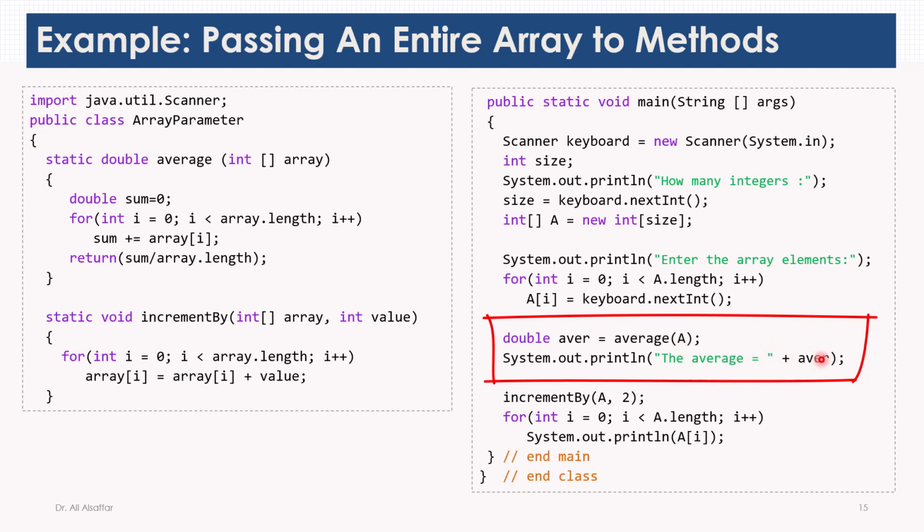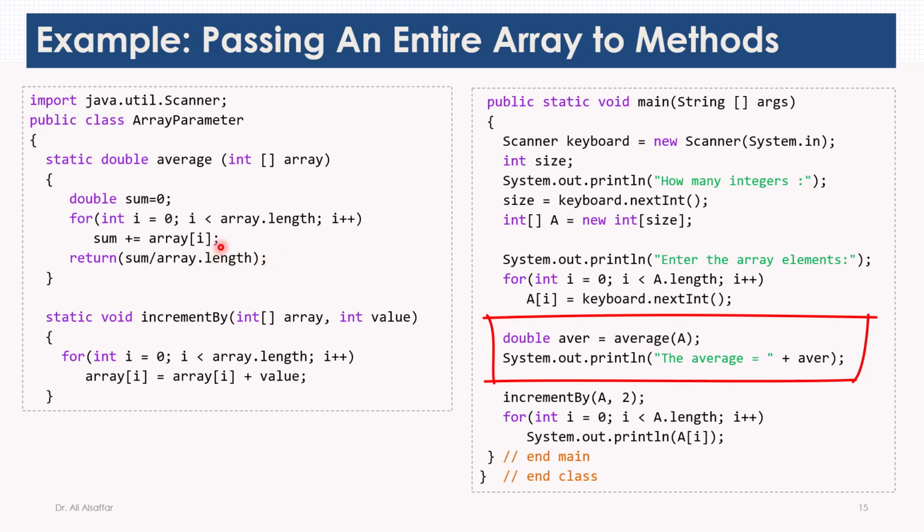So here what will be printed on the output screen is the returned value from the method, which is a double value that represents the average of the elements of the array. So this is a type of method that receives an array and processes the array inside the method.